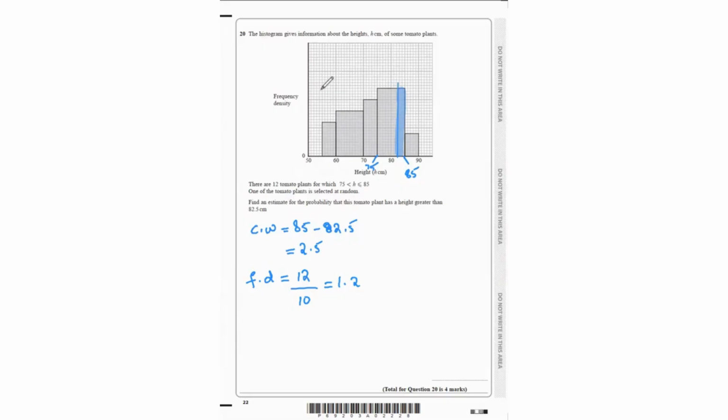This over here is 1.2. So for that specific part, from 82.5 to 85, it's going to be 2.5 times 1.2, which equals 3. So 3 plants are between 82.5 and 85. So your probability is going to be 3 out of 12, which is 1/4. That is the probability that the plant has a height greater than 82.5 centimeters.